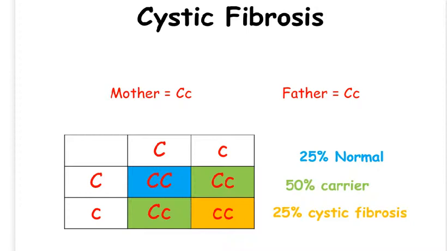Right. So heterozygous parents who are carrying the faulty recessive gene have a 1 in 4 or 25% chance of having a normal child, a 2 in 4 or 50% chance of having a child that is a carrier, and a 1 in 4 or 25% chance of having a child with cystic fibrosis.